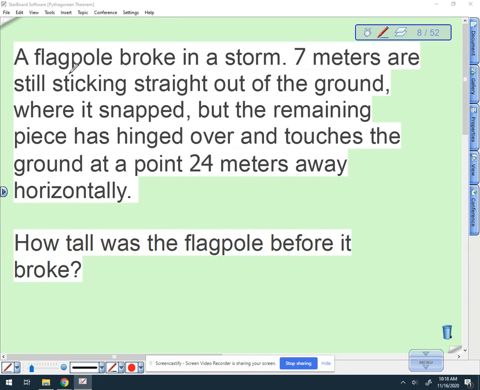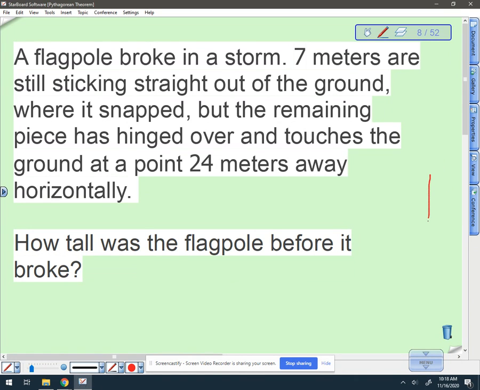So let's draw it as I read it. A flagpole broke in a storm. 7 meters are sticking straight out of the ground. So I've got sticking straight up out of the ground, 7 meters where it snapped. But the remaining piece has hinged over and touches the ground.